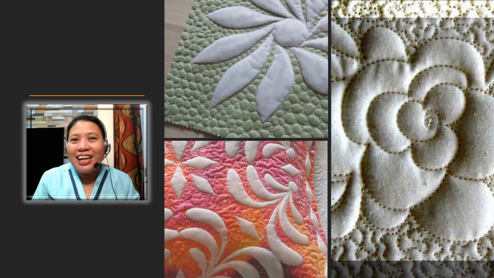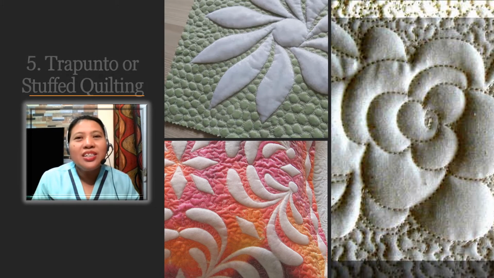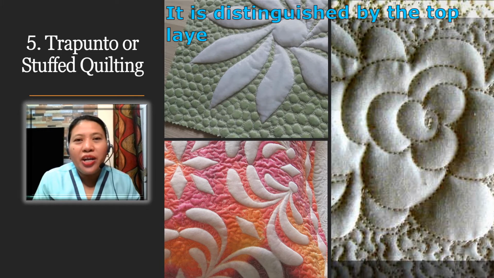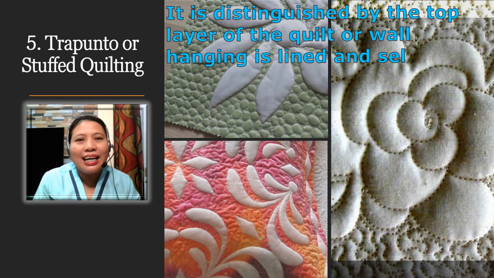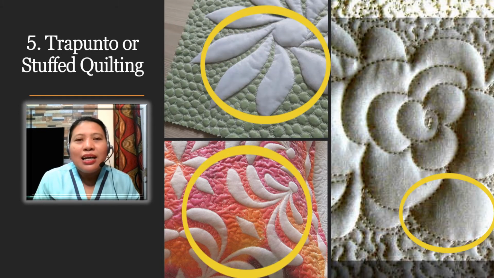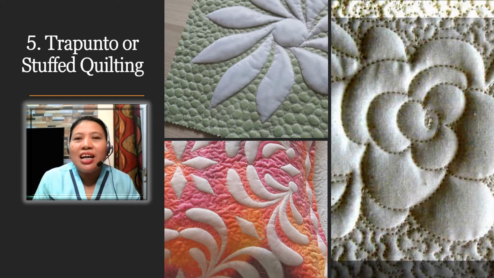The fifth kind of quilting is trapunto or stuffed quilting. This type of quilting is distinguished in that the top layer of the quilt or wall hanging is lined and selected areas are outlined with running stitch. Stuffing is pushed into these areas from the back to emphasize them and make them stand out more distinctly. Trapunto can be fused successfully with other forms of quilting. It is very effective with a closely quilted background or with linear details as in Italian quilting.